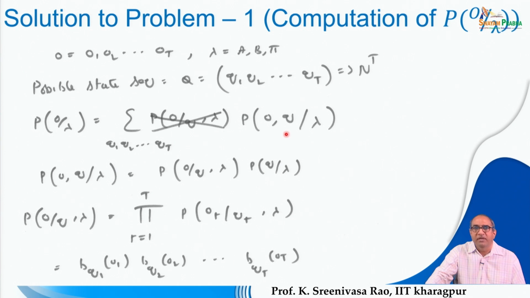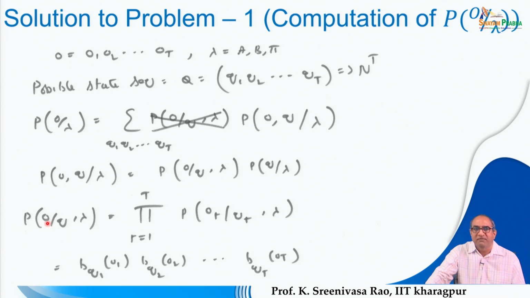So, this joint probability we can write in terms of conditional probabilities, by using the probabilistic law. Probability of O given Q into probability of Q, that means the probability of the observation sequence for the given state sequence into the probability of the state sequence.